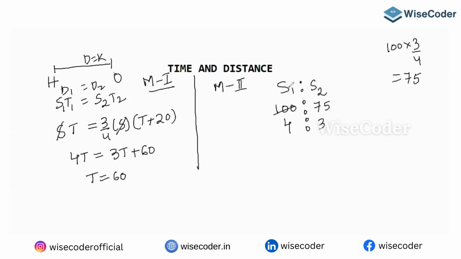That's it. When your speed ratio is 4 is to 3, speed is always inversely proportional to time. Then your time ratio is going to be what? 3 is to 4. That's it. Initially he is taking 3 parts. After that he is taking 4 parts. But according to our question, in the second time he is taking 20 minutes extra, which means one part is equal to 20.